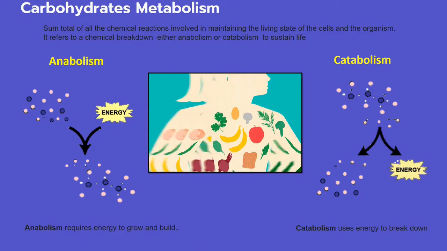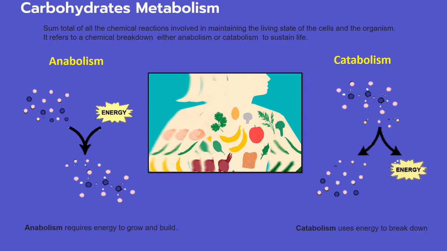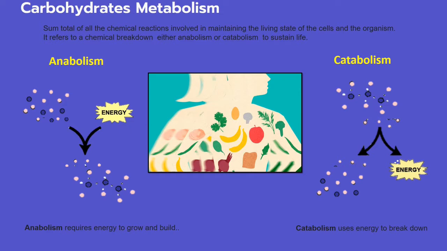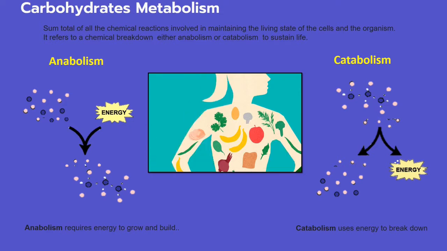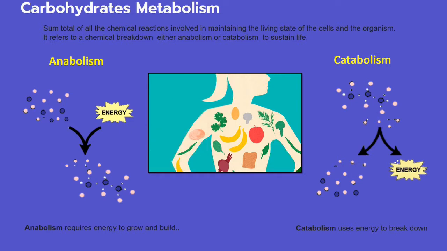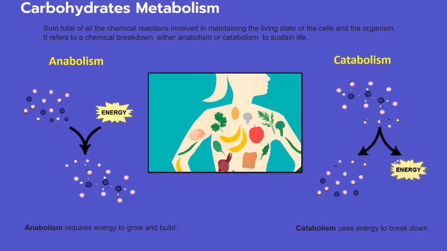Carbohydrates metabolism. This refers to digestion and absorption of carbohydrates. The process that is collectively and primarily involved in the digestion and absorption is known as metabolism. Metabolism describes the sum total of all the chemical reactions involved in our body with respect to the food intake, or the food that we eat.